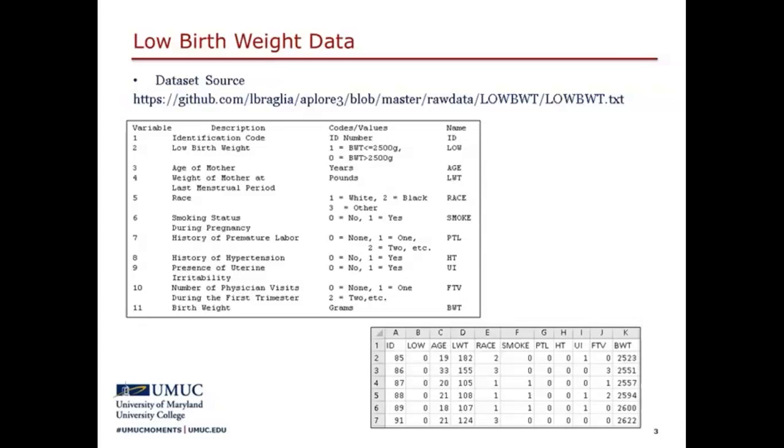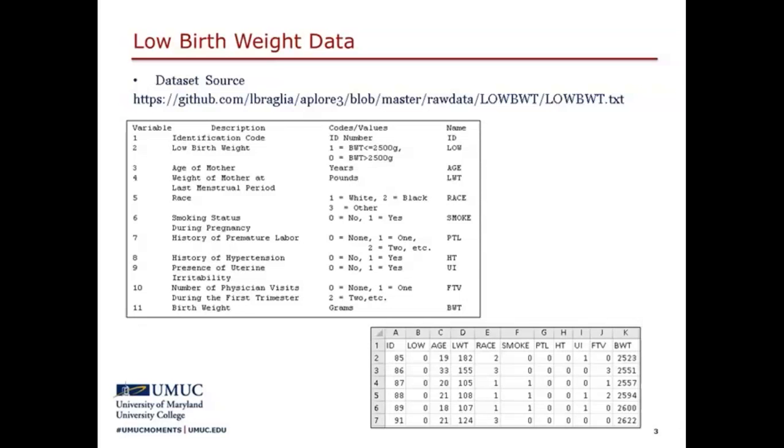So I'll show you what we're going to do. We're going to use the same data set for logistic regression and for linear regression. When we do the linear regression, we're going to predict the birth weight. And when we do the logistic regression and naive Bayes, we're going to predict if the baby is underweight. And this web page is where you can read more about this data set.